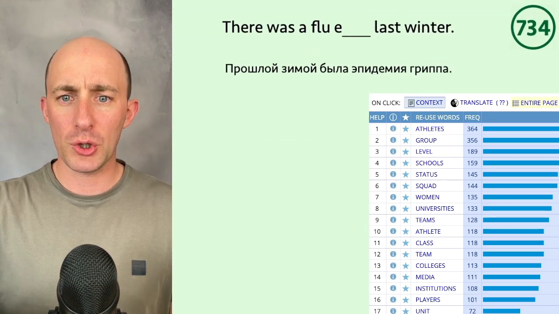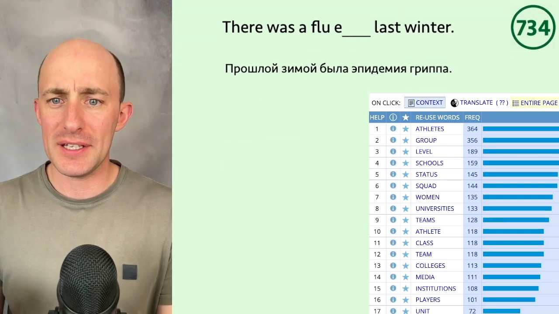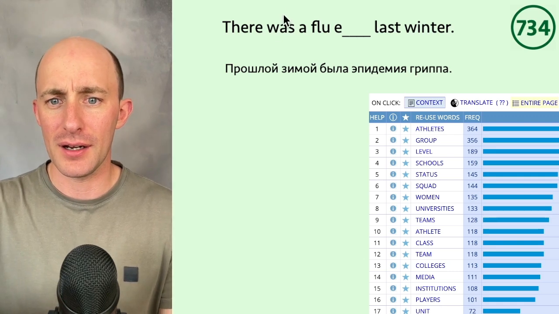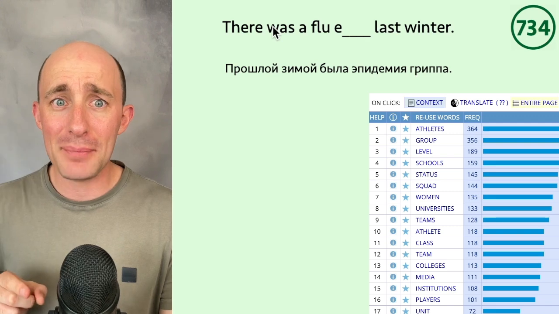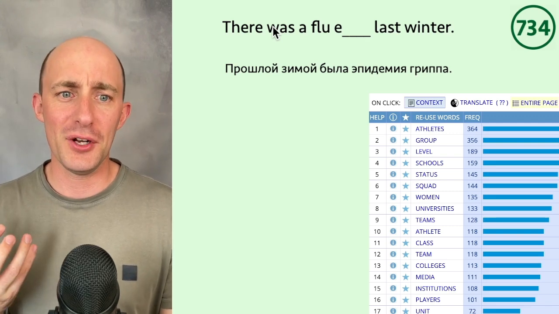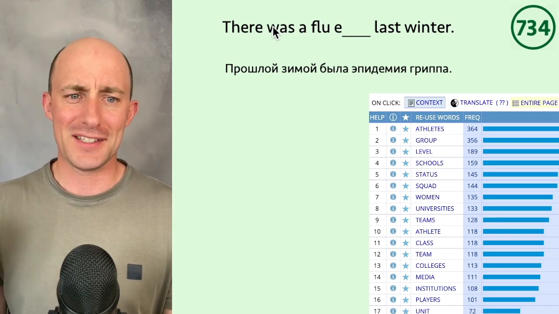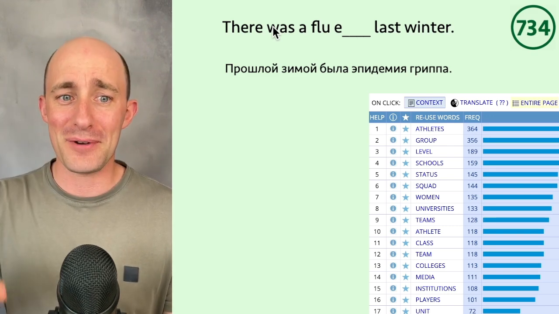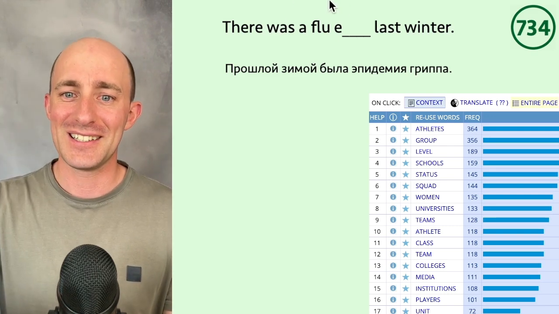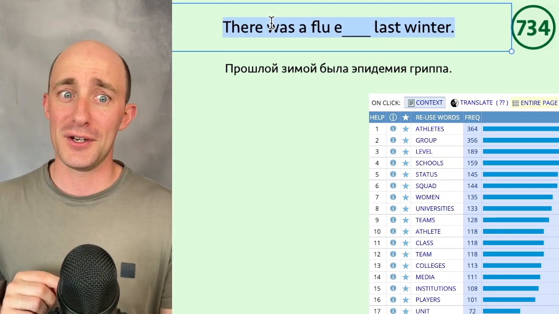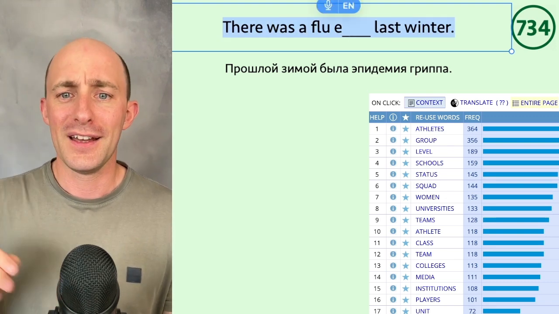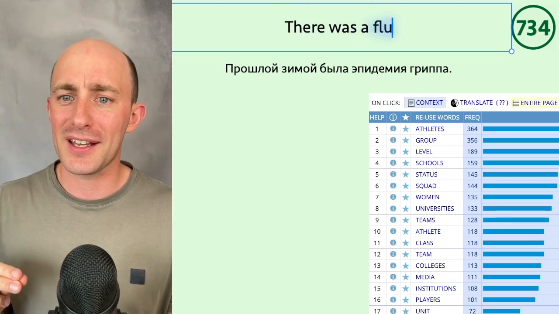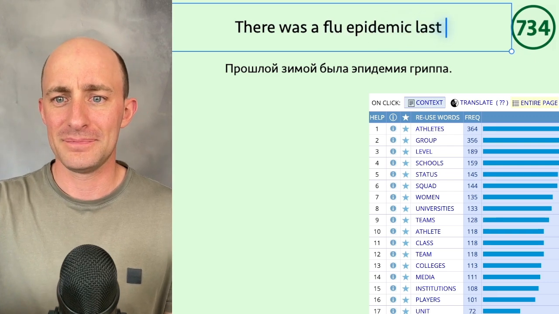Next. There was a flu epidemic last winter. Epidemic. I'm not sure. This is what happens, you see. When a word seems familiar, because it's the same in English and Russian, we don't pay attention to it, and then we don't remember it properly. So that's what we're doing this for, to make sure that you really do know the words that you think you know.